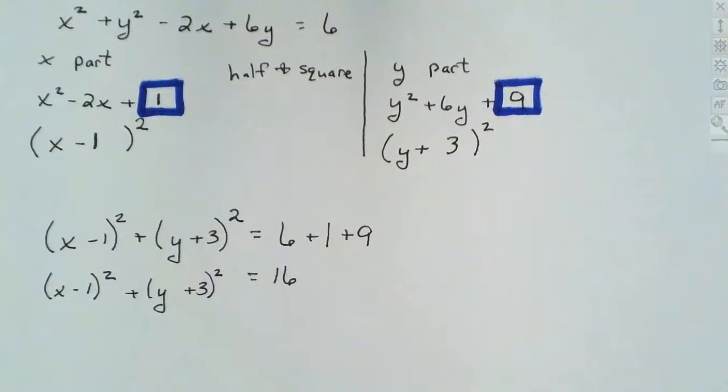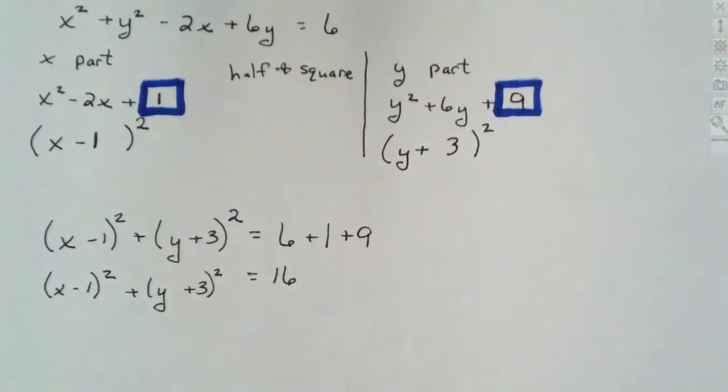Okay. Now, unlike the last one, this one will be a circle. How do I know? Well, is the right-hand side positive? Yes. If the right-hand side was 0, it would be a point. If it's a negative number on the right-hand side at the end, that means the graph is non-existent. So this one is 16.